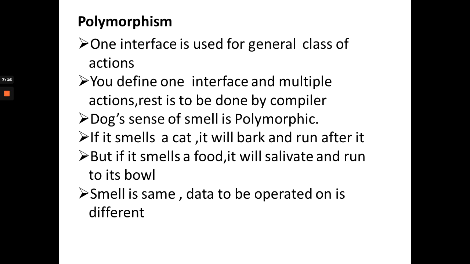Polymorphism. One interface is used for general class of actions. So you just have to define one interface, and that interface will do multiple actions as and when needed. And you don't need to remember all the things inside. For example, if you have to draw a shape, you have to just define the function for the draw shape. The shape can be anything. Shape can be circle, shape can be rectangle, shape can be triangle.